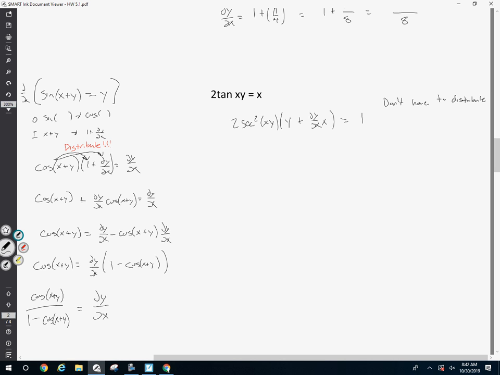This is a good example because there is a 1 on the right side. I could just divide by the secant squared times 2, and then subtract the y and then divide by the x. Now, will this look pretty? No, but you can do this.